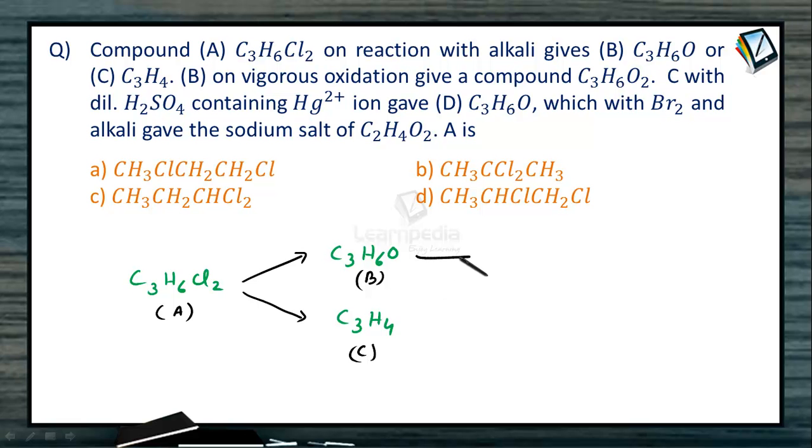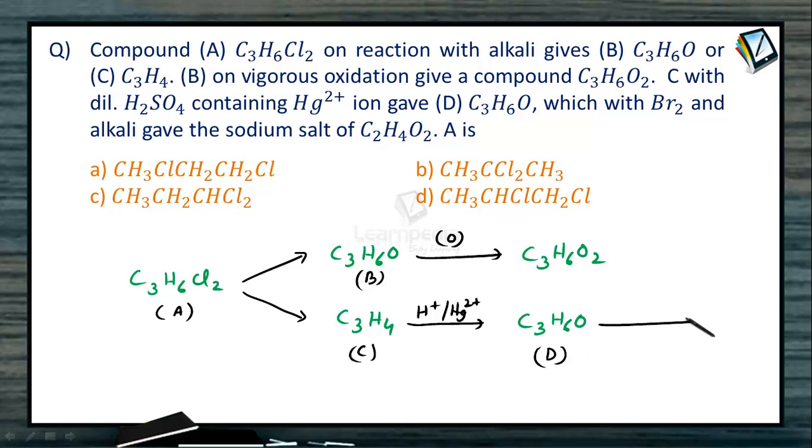This B on vigorous oxidation is converted into a compound which is C3H6O2. Whereas the compound C on reaction with dilute sulfuric acid containing Hg2+ ions gives compound D, which is C3H6O. This one further reacts with bromine in presence of an alkali to give the sodium salt of C2H4O2. And from this series of reactions, we need to find out what this A is exactly.